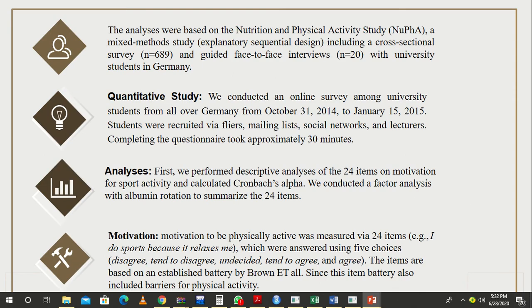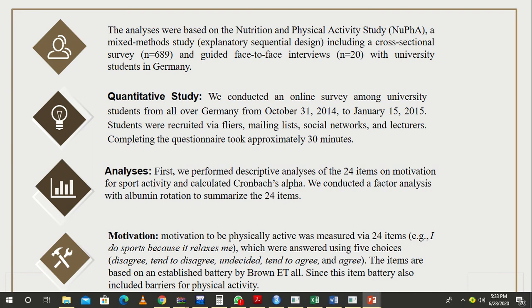Basically, there is the qualitative study analysis and motivations. Based on this qualitative study, we conducted an online survey among university students from all over Germany. The analysis was conducted as a factor analysis with varimax rotation to summarize 24 items of questions.